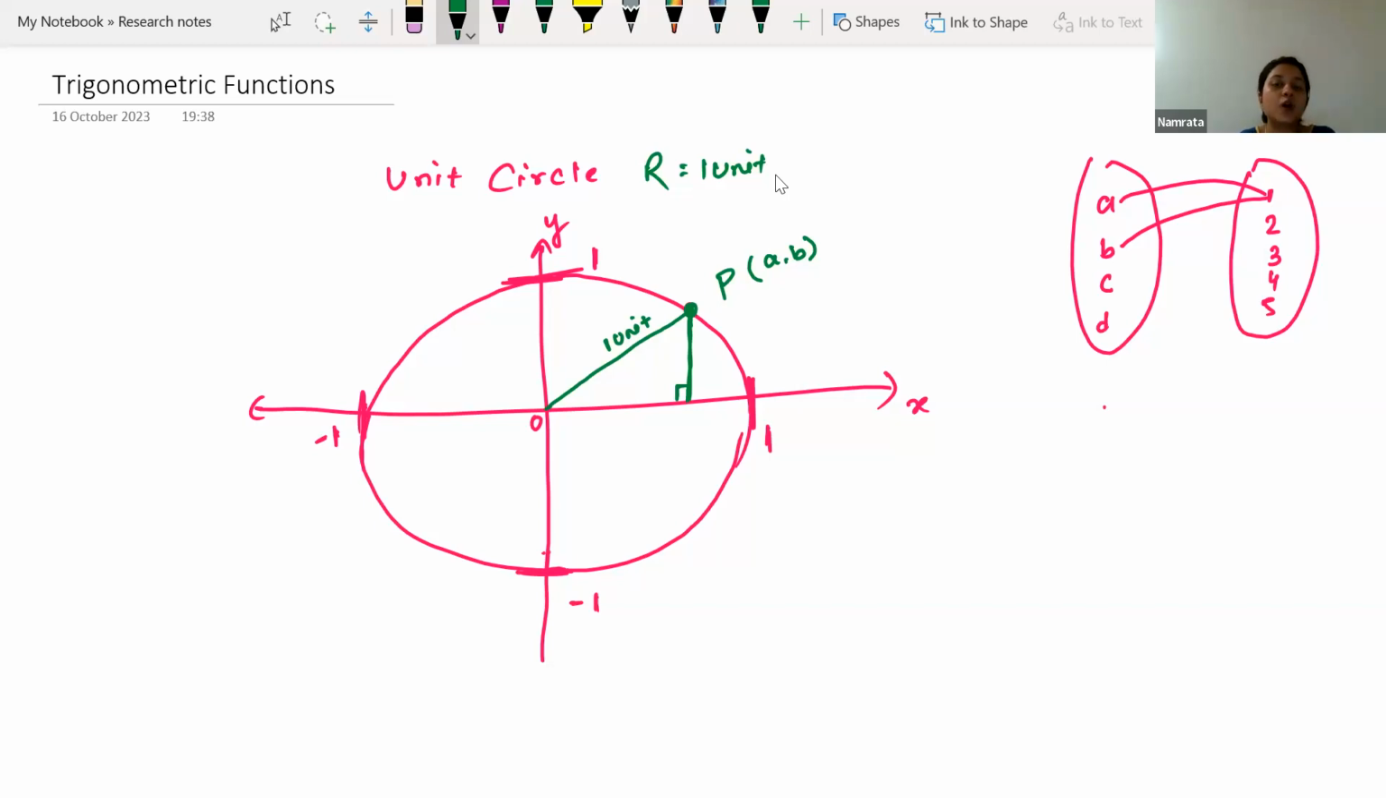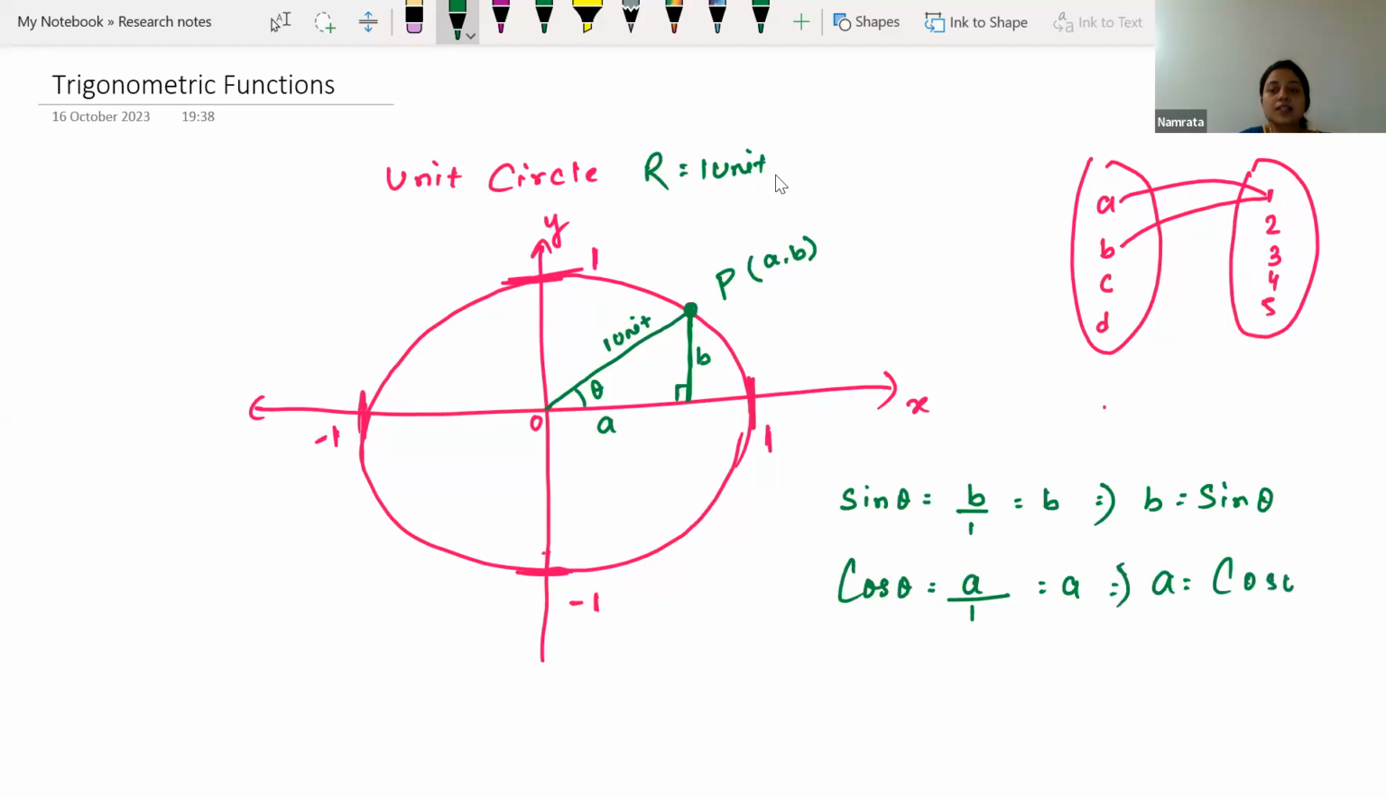If you take the coordinate of P as A comma B, that means x is A and y is B. Now suppose this angle is theta. Can we write the trigonometric ratios? Sine theta is equal to opposite over hypotenuse, so B by 1, that means B. And cos theta is equal to adjacent over hypotenuse, that is A by 1, that is A only. So can we say that B is sine theta and A is cos theta? Can we?